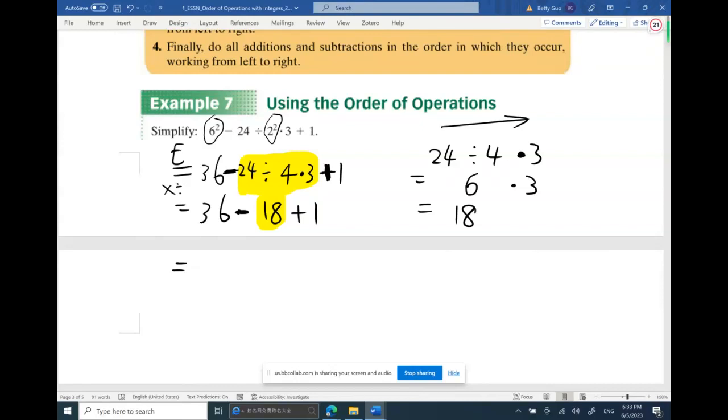If there's addition and subtraction in an expression, we go from left to right. So we should do the subtraction first. What is 36 minus 18? 18. Bring down plus 1, and what's the answer? 19. 19, right? And that's the correct answer. If your answer is different from that, you probably messed up something in the order.